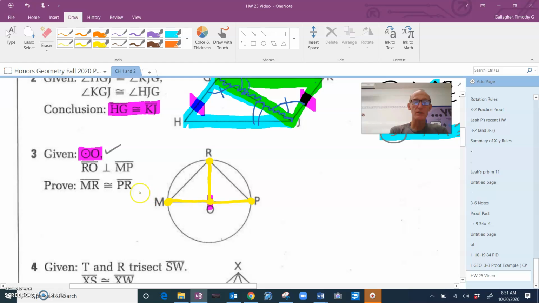Now, in this problem, it says that RO is perpendicular to MP. So RO is perpendicular to MP. So that means that this segment, RO, and this segment, RP, are perpendicular. So that means, what does that mean? Perpendicular, you should remember, means the two segments meet at a right angle.